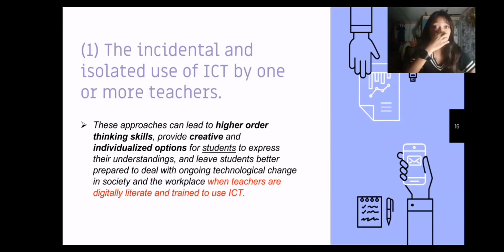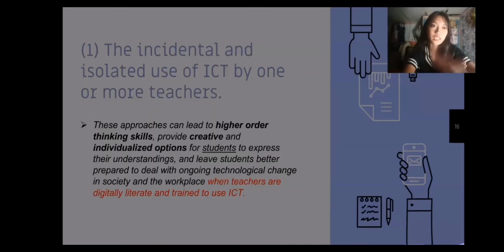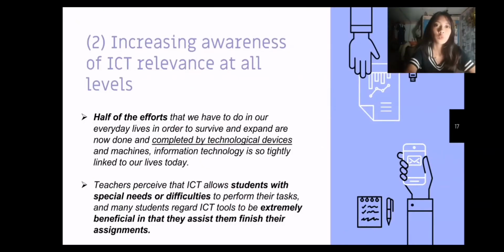When teachers are digitally literate or trained or knowledgeable about ICT, this could lead to higher order thinking skills, provide creative and individualized options for students to express their understanding, and also leave students better prepared to deal with ongoing technological change in a society as well as in the workplace. The second one is increasing awareness of ICT relevance at all levels.